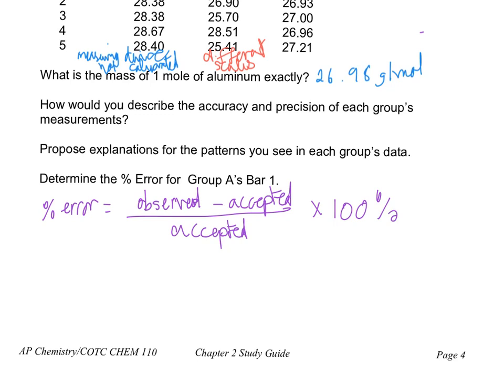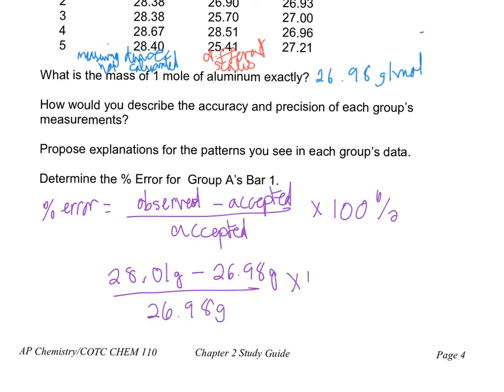So for group A, bar 1, their value is 28.01 grams, minus the accepted is 26.98 grams, divided by the accepted 26.98 grams, and then times 100%. And you do not need to record the absolute value. Some teachers prefer that you do the absolute value for percent error. I prefer to keep it as positive or negative because that tells you whether your value is higher or lower than what it should be. In this case, we get 3.82%.